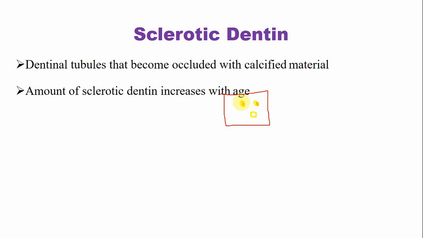Discontinuous deposition of the peritubular dentin occurs within the dentinal tubules. So eventually the dentinal tubule becomes occluded. Therefore, sometimes the sclerotic dentin is also referred to as intratubular dentin because now the dentin is inside the dentinal tubule. That's why it is sometimes referred to as intratubular dentin. As I already mentioned, it increases with age, and it also increases the vitality of the dental pulp.